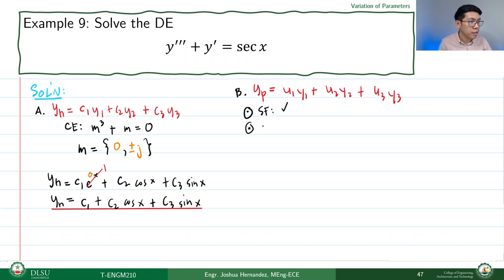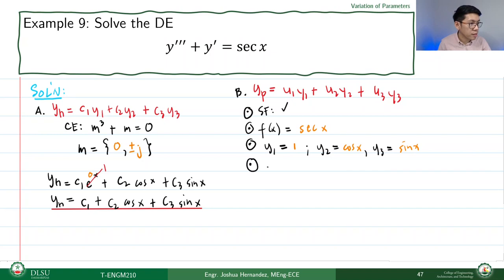Second, let's find our f of x. Our f of x here is secant x, given in the problem. What else? Can we identify what our y sub 1, y sub 2, and y sub 3 are? Y sub 1 is actually equal to 1. Why 1? Because the y here, since e raised to 0, is 1. How about y sub 2? That's cosine x. Okay? And y sub 3 is actually sine x.